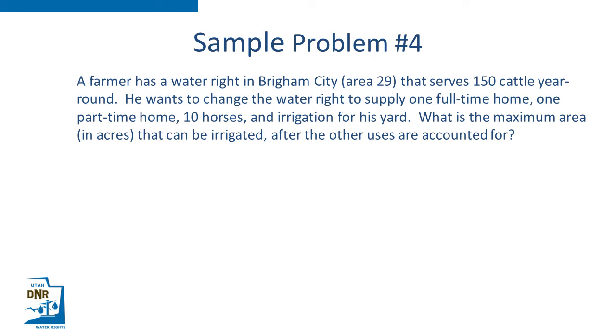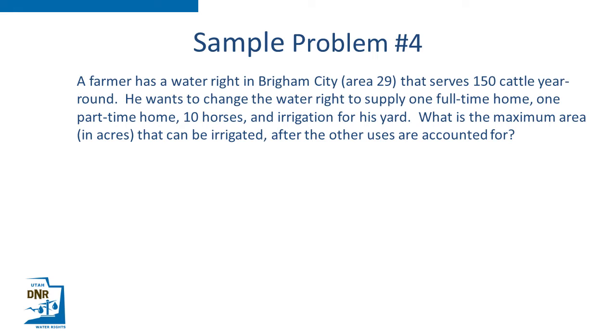Sample problem number 4. A farmer has a water right in Brigham City that serves 150 cattle year-round. He wants to change the water right to supply 1 full-time home, 1 part-time home, 10 horses, and irrigation for his yard. What is the maximum area in acres that can be irrigated after the other uses are accounted for?